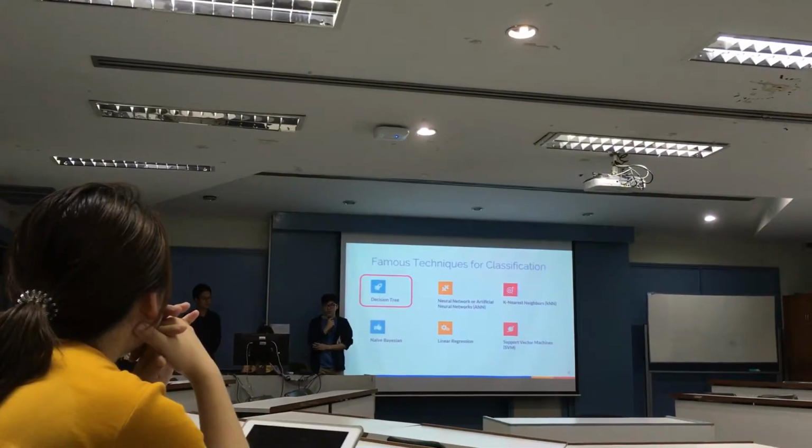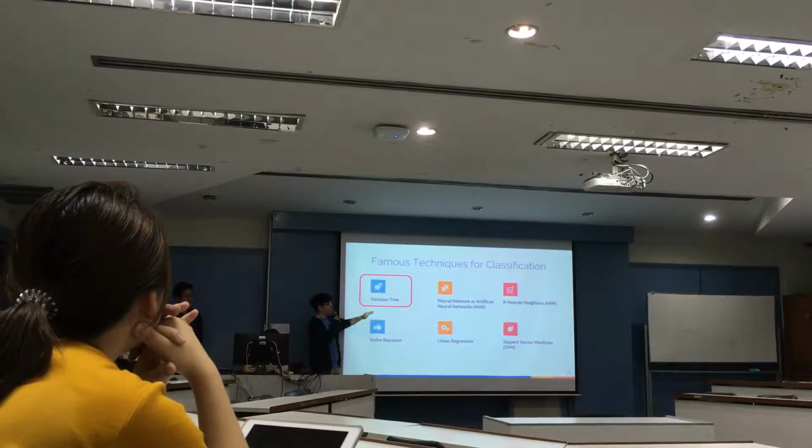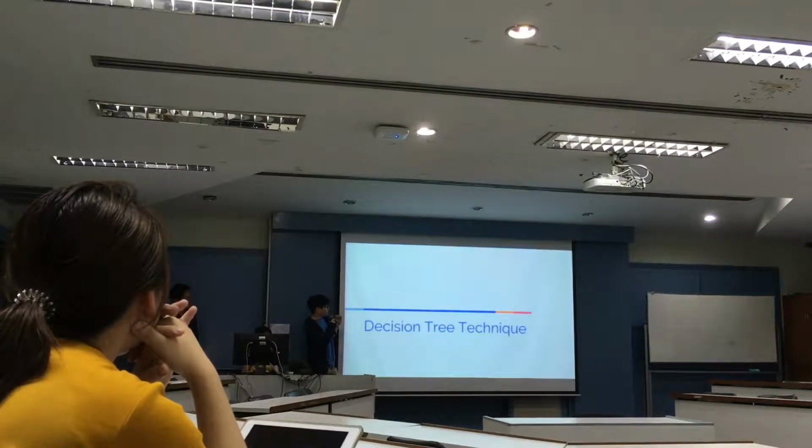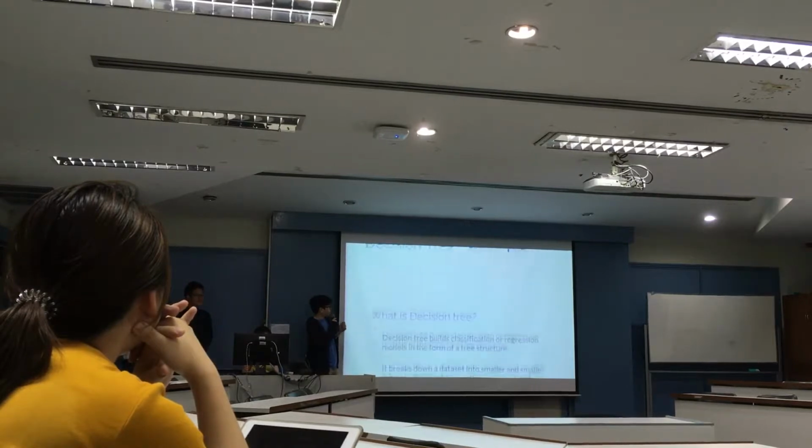So there are several techniques for classification, but to cut it short, we select the decision tree. It's because the pro of the decision tree is that it's easier to interpret and can handle both categorical and continuous data. So let's start with the decision tree.